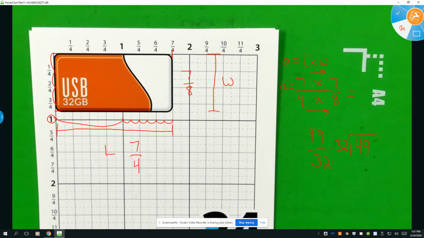We have one group of 32 in 49 if I use partial quotient. So 1 times 32 is 32. I'm going to subtract. 9 minus 2 is 7. 4 minus 3 is 1. There's nothing left to bring down. And so I have 1 and 17/32.